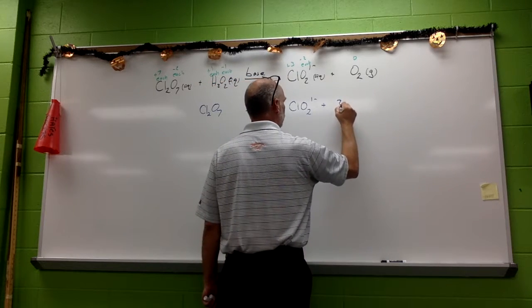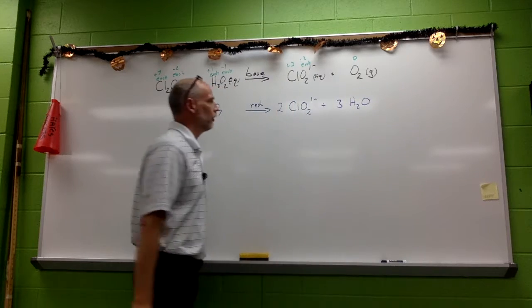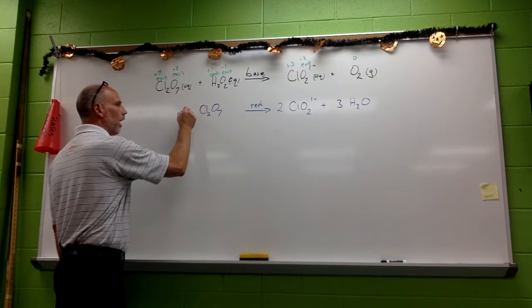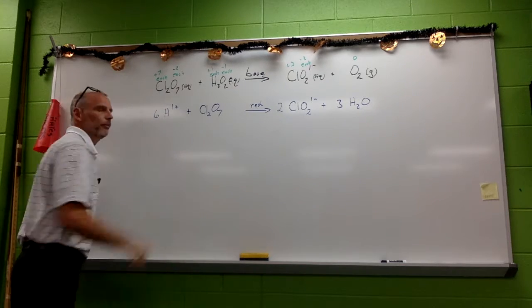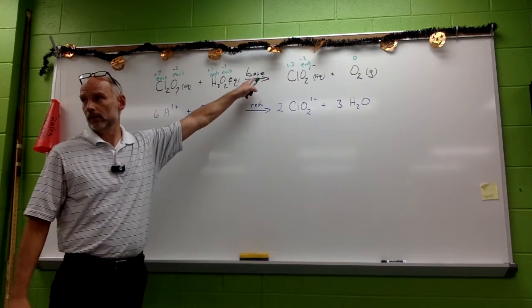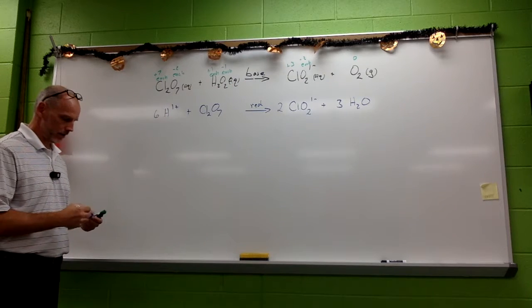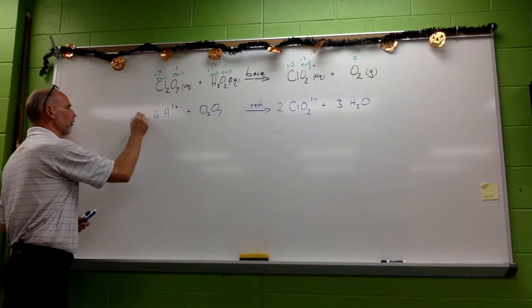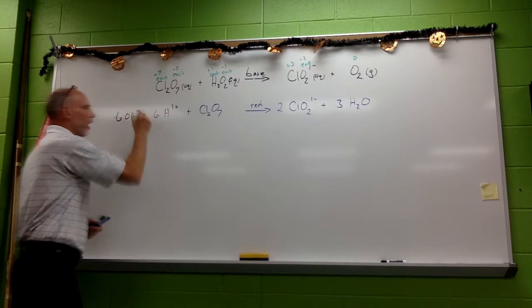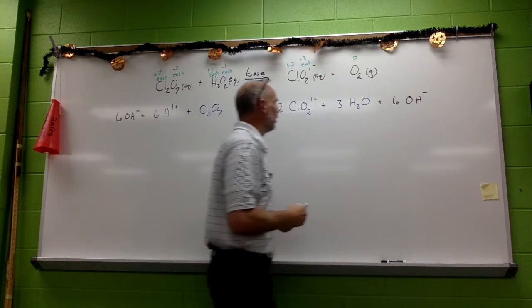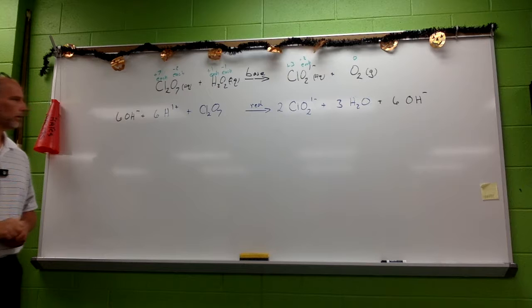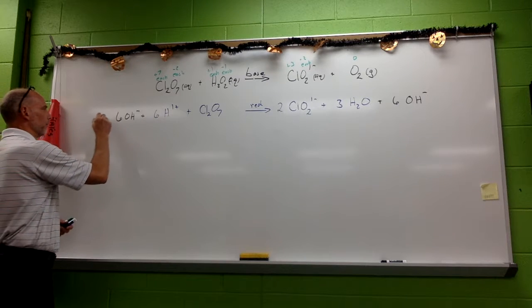product side. Now I'm going to balance the hydrogen by adding, I'm sorry, what was that again? 6 hydrogen ions. And since it is in basic solution, I am now going to add 6 hydroxides to both sides. And now I'm going to balance the charge by adding to the reactant side.